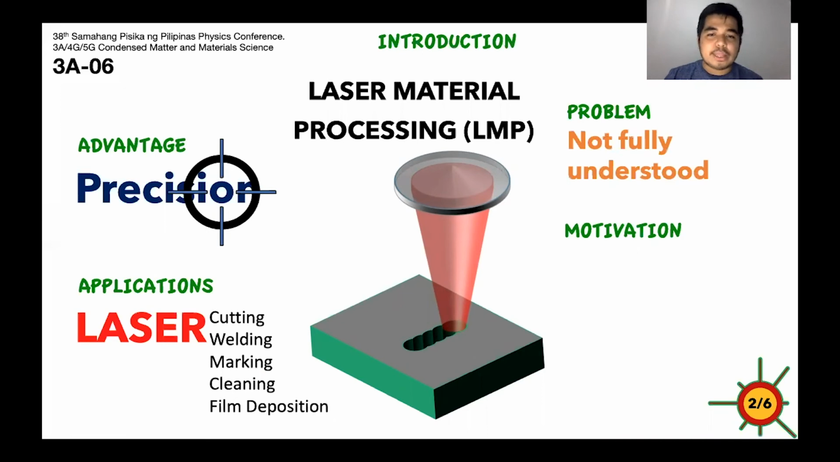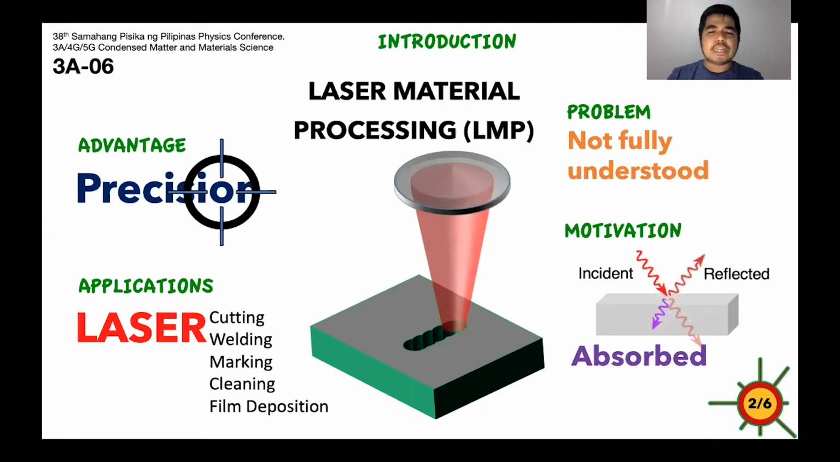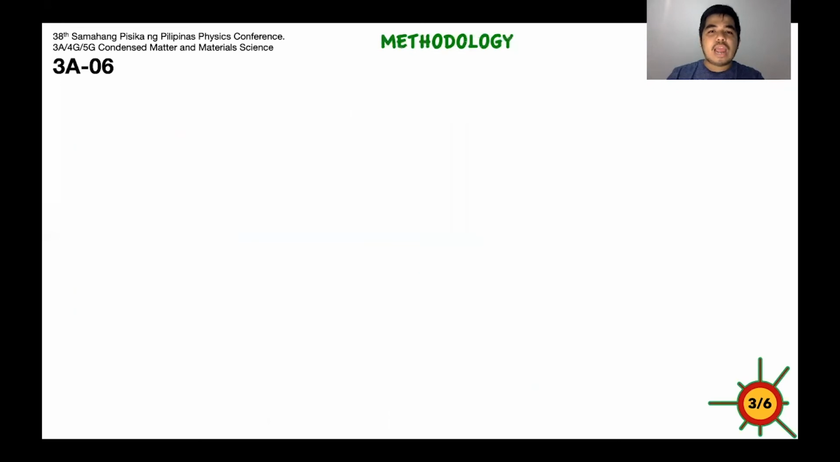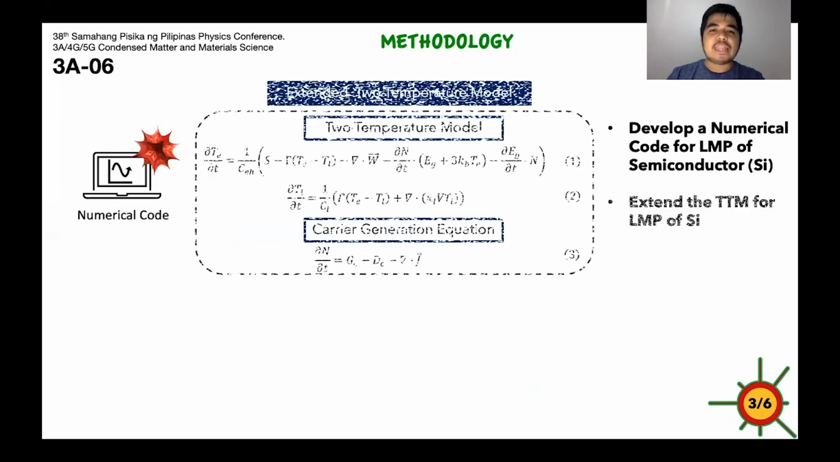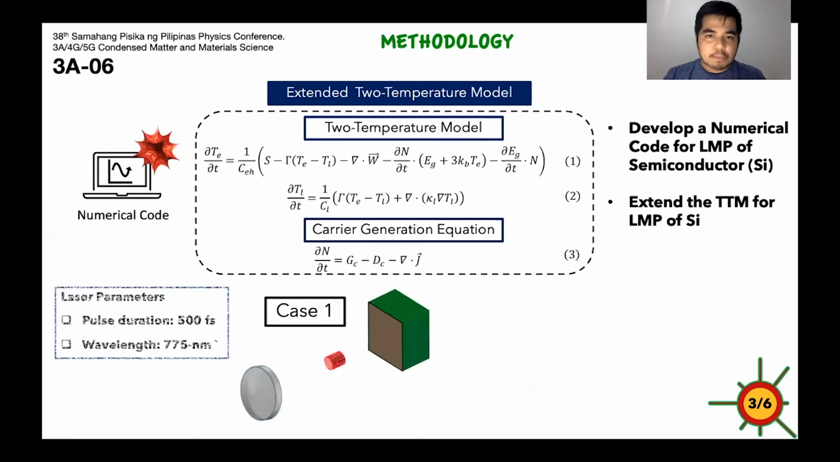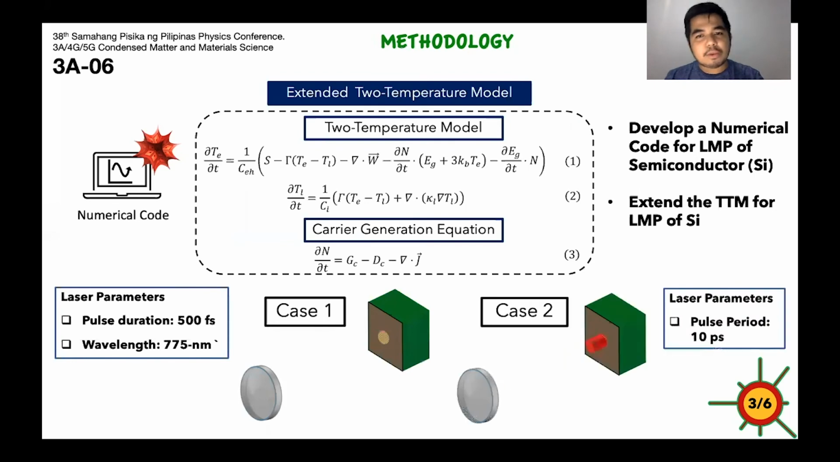So it's important to study well the laser-matter interaction process, especially the energy absorbed in different materials. Our group aims to develop a numerical code that will describe this process through ultrafast laser processing of silicon. We added a carrier generation equation to extend the two-temperature model that is only conventionally used for metals. We first simulate the LMP using a single pulse and compare it with related literature. Then we continue the simulation to the multi-pulse case. We chose laser specs that are close to our experimental parameters. We intend to elucidate what ablation mechanism dominates at these laser parameters.